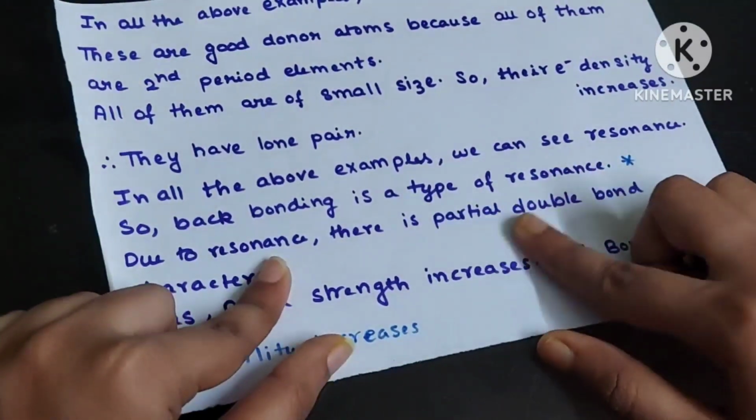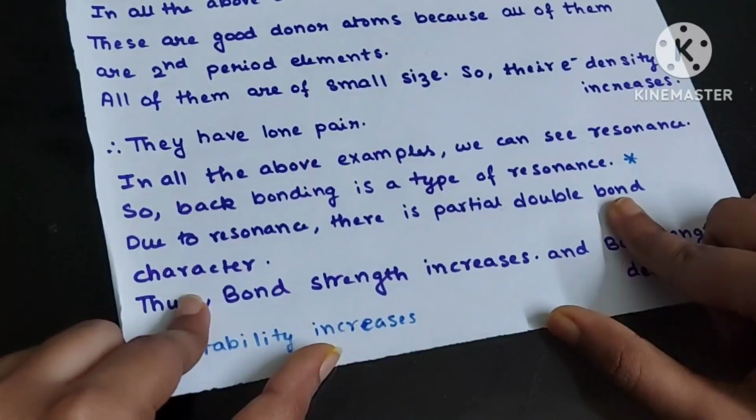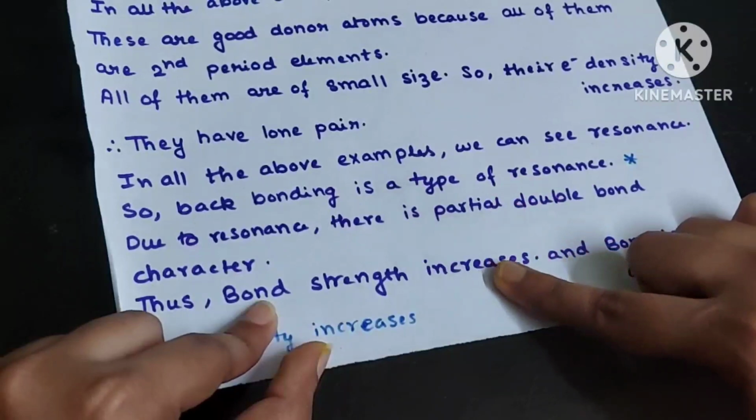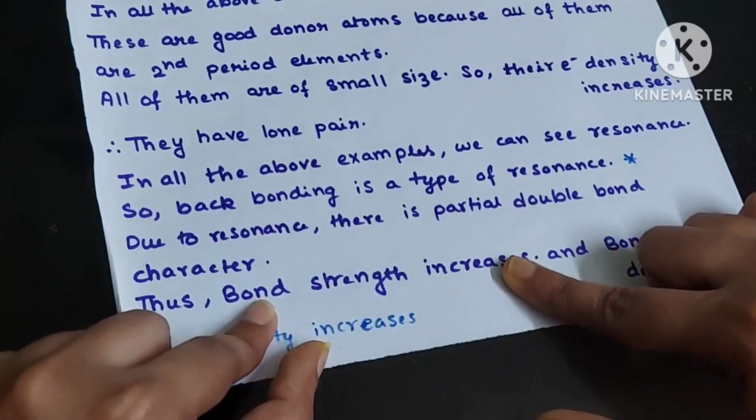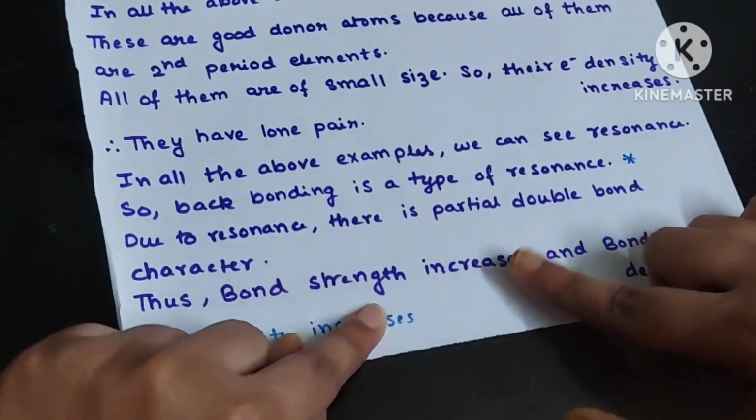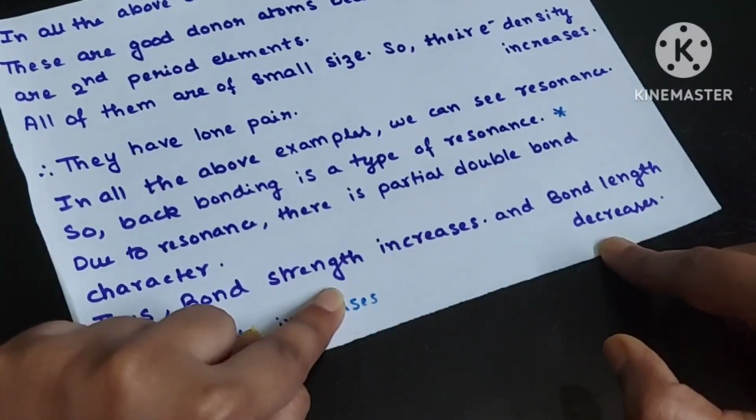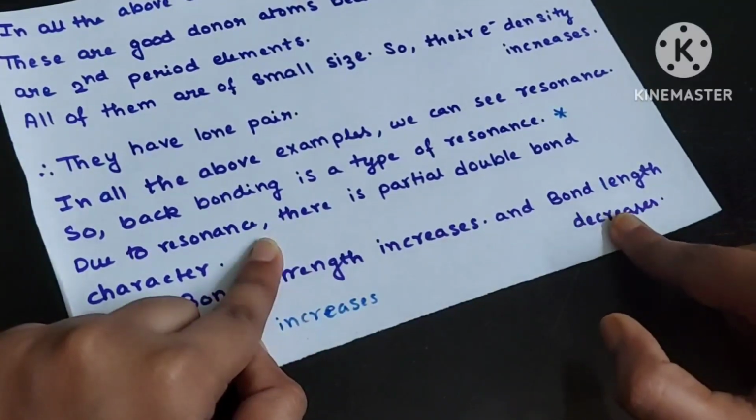Due to resonance, there is partial double bond character. And when double bond character comes into effect, then bond strength increases, because the strength of a double bond is greater than a single bond, so bond strength will increase and bond length decreases. We know a single bond's length is greater than a double bond's. So bond strength will increase but bond length decreases.